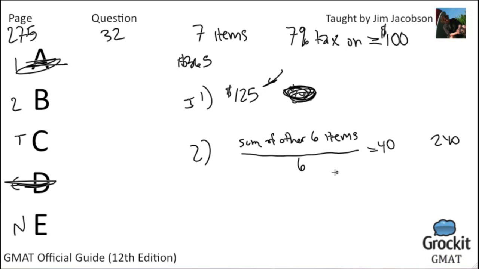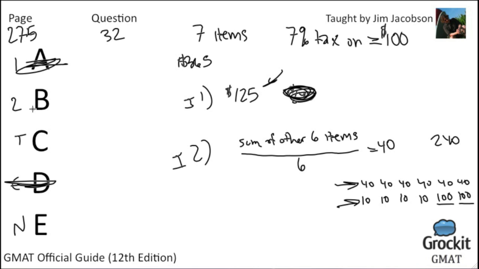However, just because the average was 40 doesn't mean that each of the other items was 40. It could be that all 6 items were $40 each. You know, they were 40, 40, 40, 40, 40, and 40. They could have just as easily been 10, 10, 10, 10, 100, 100. In which case, the amount that Jerry paid in tax would actually differ. These 2 items would be taxable, whereas none of the items would be taxable if they were $40 each. So we don't know which of these is true, so this statement on its own is insufficient. We can cross off B.